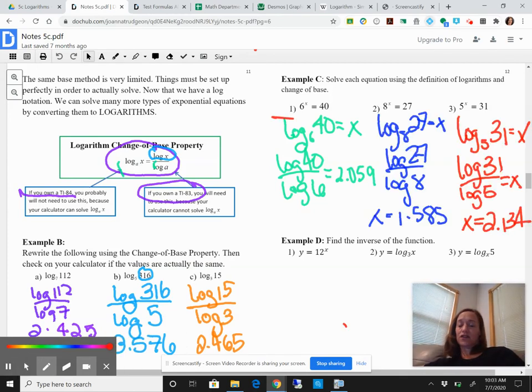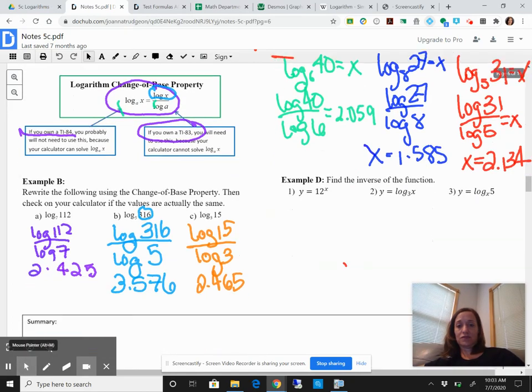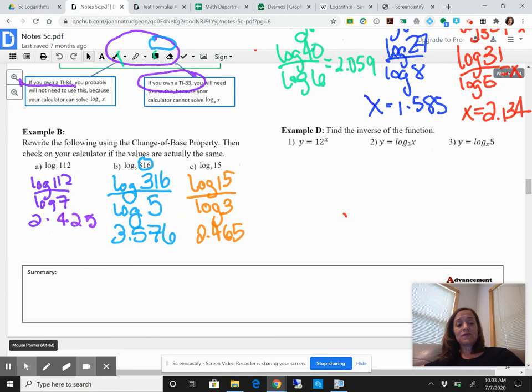All right, let's take a look at our answers for both of those. You should have x equals 1.585 for the first one and x equals 2.134 for the next one. Again, if you have questions about that work, make sure you ask, so you know that you're feeling good about this. The last one is talking about inverses.